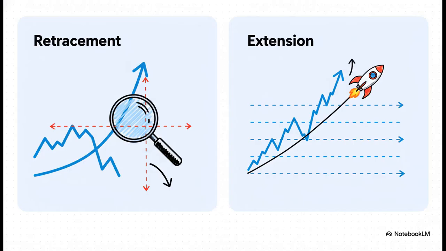Now, it's so important to get the difference here. Think of it like this. Retracement looks backwards to ask, how deep will this dip go? It's for finding entries. Extension looks forwards to ask, how far could this next wave go? It's all about setting profit targets. Two different jobs, one family of tools.